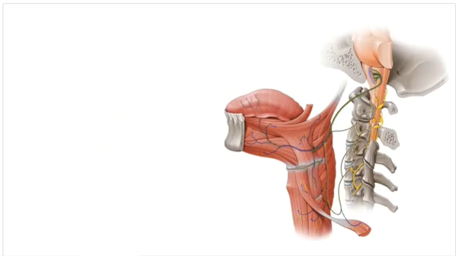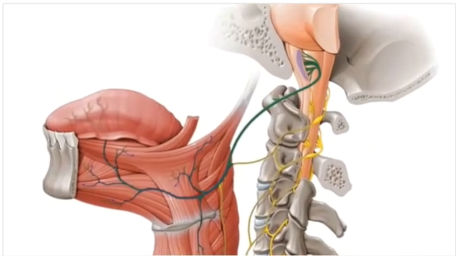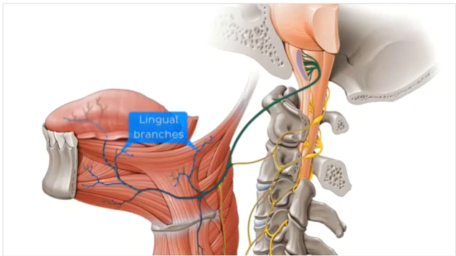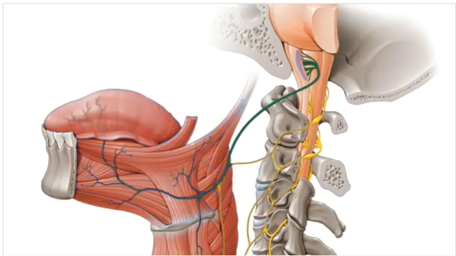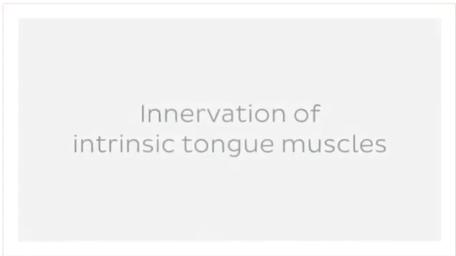You'll be glad to know that we're going to be moving on from the thyrohyoid muscle now and looking at the hypoglossal nerve at the site of its main function, which is innervating the muscles of the tongue via its lingual branches. And there are intrinsic and extrinsic muscles of the tongue. Let's start with the 4 intrinsic muscles.